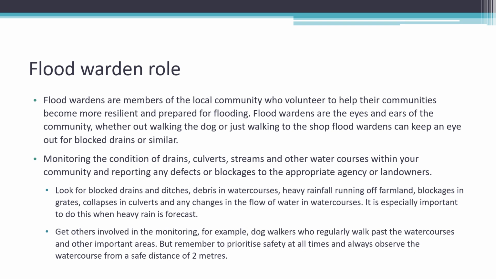Look for blocked drains and ditches, debris in watercourses, heavy rainfall running off farmland, blockages in grates, collapses in culverts, and any changes in the flow of water in watercourses. It is especially important to do this when heavy rain is forecast. Get others involved in monitoring, for example, dog walkers who regularly walk past the watercourses and other important areas. But remember to prioritise safety at all times and observe any watercourses from a safe distance.